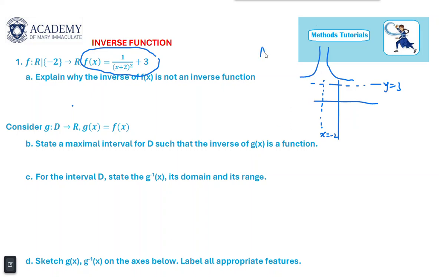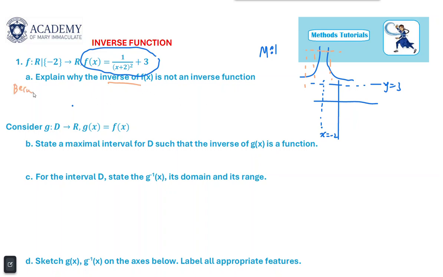So this is a many to one function. It passes the vertical line test, so it's a function, but it fails the horizontal line test. Therefore, each y doesn't have a unique x. So explain why the inverse of f of x is not a function.